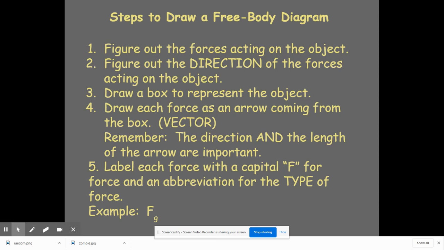We're going to draw a box, Miss Bug's favorite part, because I don't draw well. So draw a box to represent the object. And then I'm going to draw each force as an arrow coming from the box. Now, I'm going to be honest, guys, there is kind of a set way to draw those arrows. We see them drawn a couple of different ways. So here's what I always tell kids. Follow the direction of the arrow.